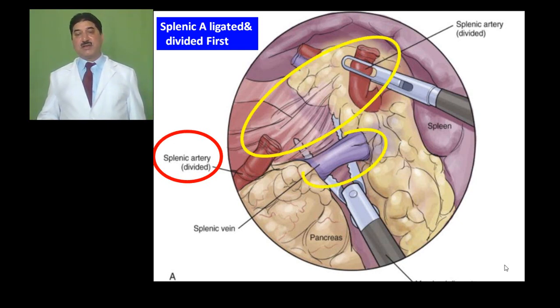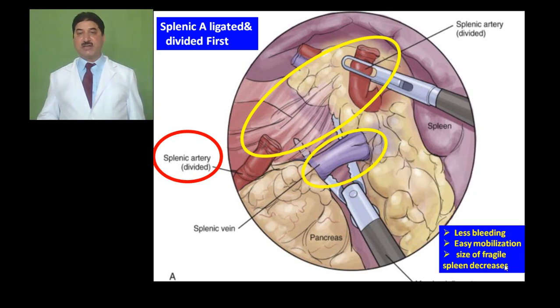The advantages of this procedure are it decreases bleeding, it makes mobilization of the spleen easier, and size of the fragile spleen also decreases.